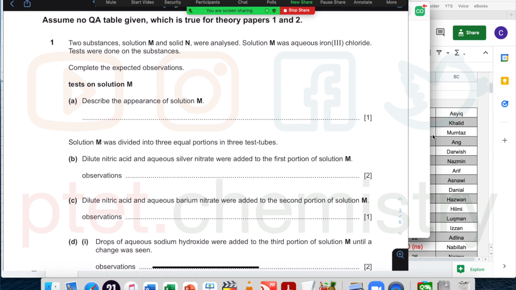The second thing I want to talk about is this idea, like for example, this question: you have iron(III) chloride, FeCl3, this is aqueous. Aqueous means it is soluble.